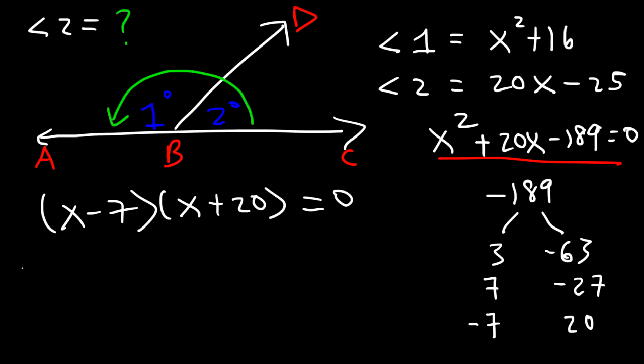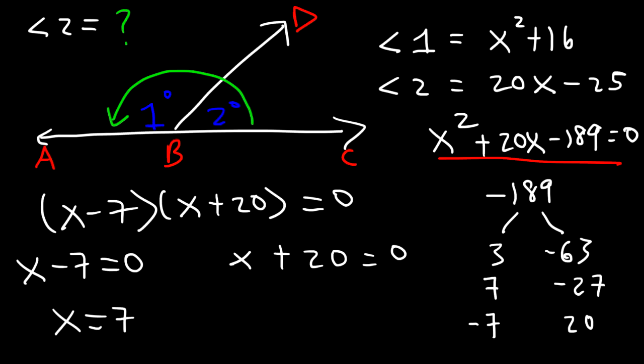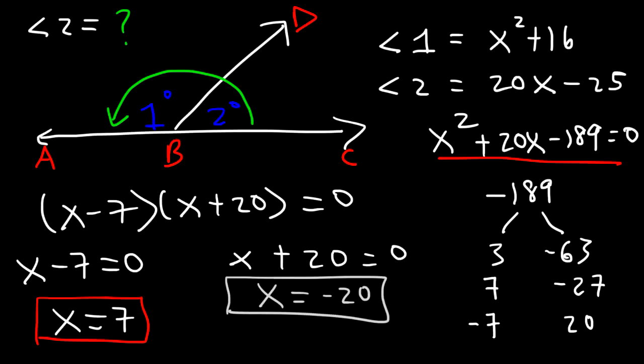Now we need to set each factor equal to 0. If x minus 7 is equal to 0, that means x is positive 7. And if x plus 27 is equal to 0, that means x is negative 27. Now we're not going to use this answer because if we plug negative 27 into angle 2, we're going to get a negative angle, and that's not practical. So therefore, x is equal to 7.